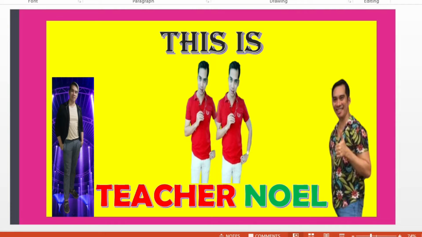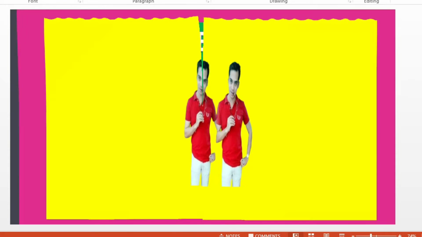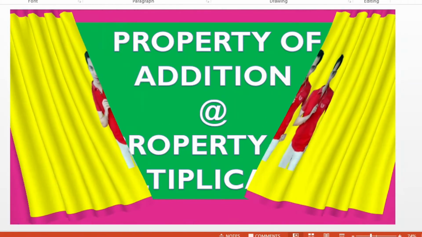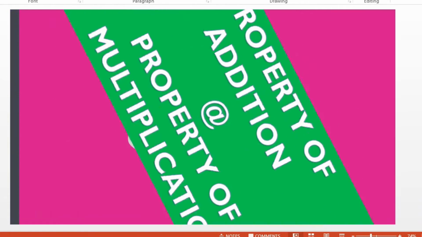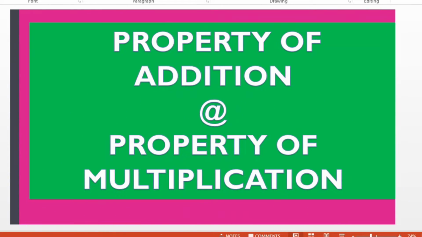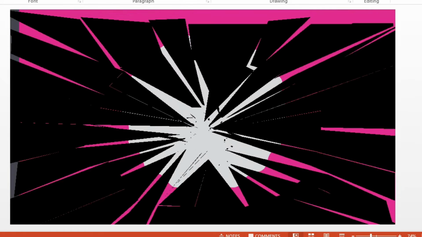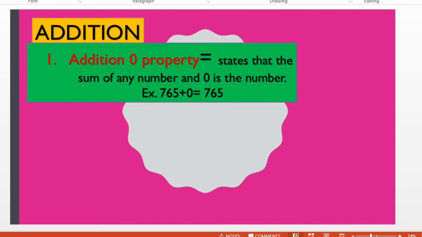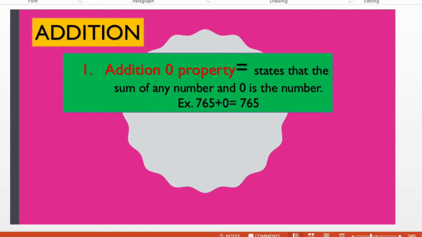At sa araw na ito, ang ating pag-aaralan ay tungkol sa property of addition and property of multiplication. Kaya, mga learners, handa na kayo, tara na at simulan na natin. Unang pag-aralan ay ang addition property of multiplication.